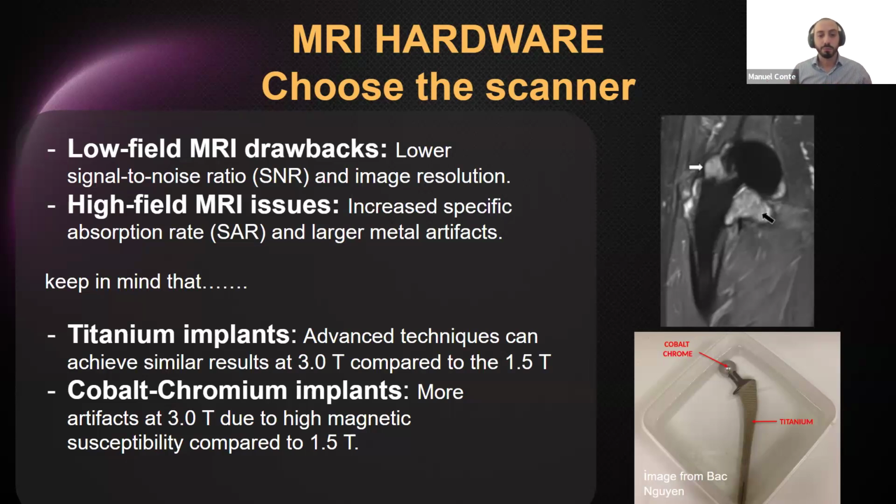Nowadays, they are trying to find new types of materials like titanium-free, like aluminum, carbon fiber, and different materials that will decrease the metal artifact, and maybe in the future we won't have to use all these techniques to reduce this kind of artifact.